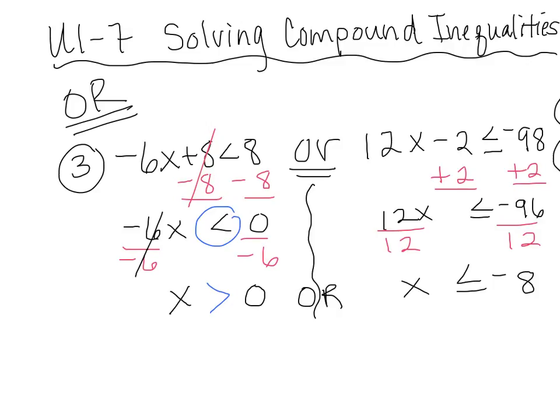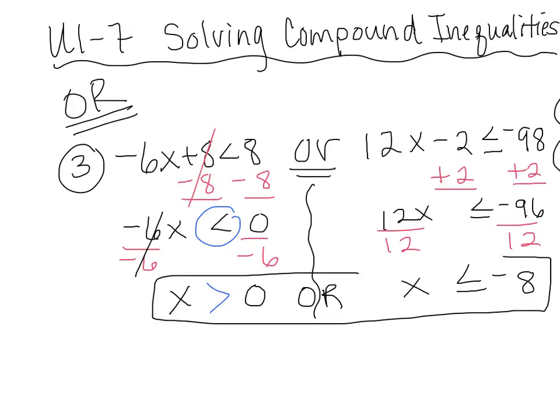Okay, here's the solution, our complete solution. So you should have gotten x is less than or equal to negative 8. Okay, notice we never divided by a negative. We were dividing by a positive 12 here in the last step, so we should not have flipped the symbol and kept it as x less than or equal to negative 8. Notice I brought down that connector word of or, so in our final answer it is written in there, x is greater than 0 or x is less than or equal to negative 8.